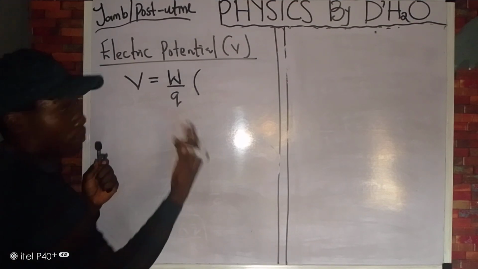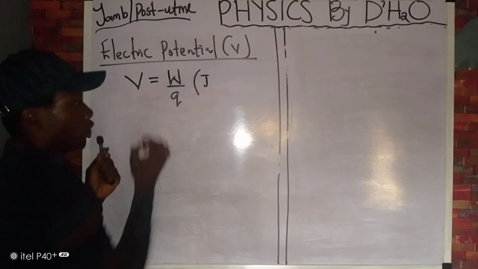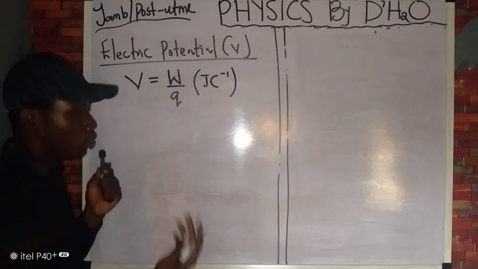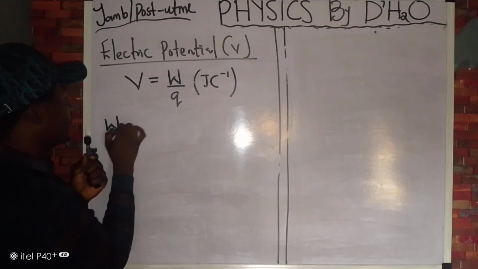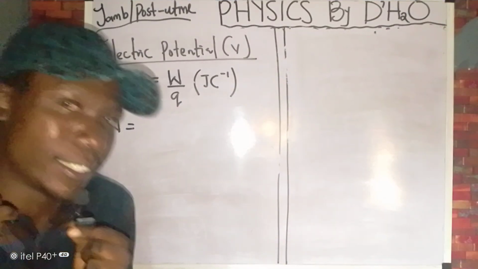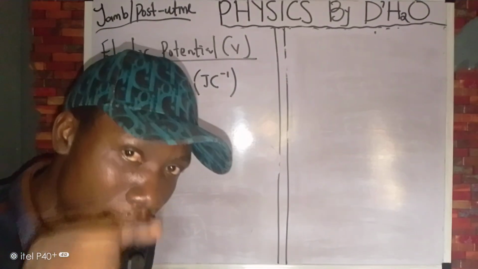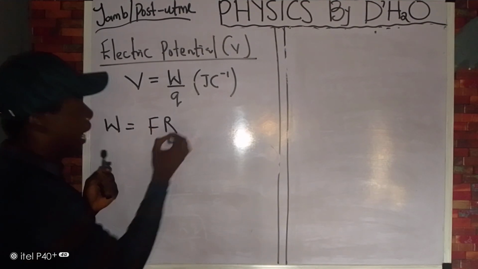So what becomes the unit? Very easy. Work done is measured in joule. Charge is measured in coulomb, so that we have joule per coulomb. Is that clear? Now, remember that work done is equal to force times distance, right? Good. So don't forget in field, our distance is R. So that means our work done is F times R.